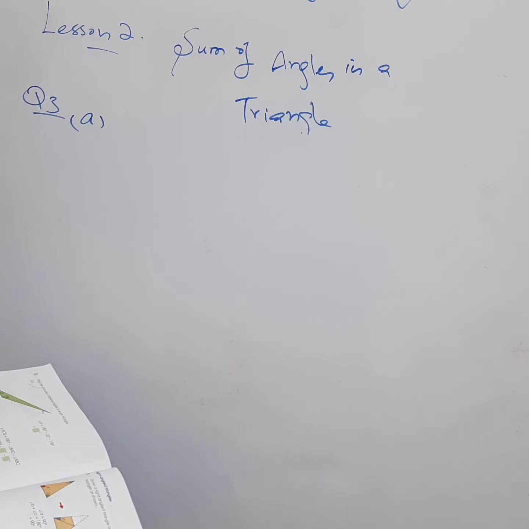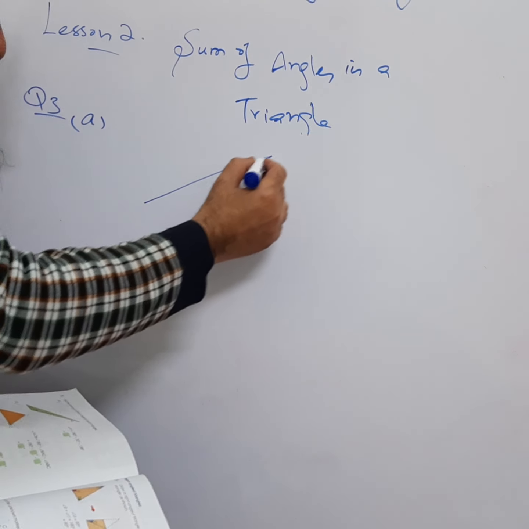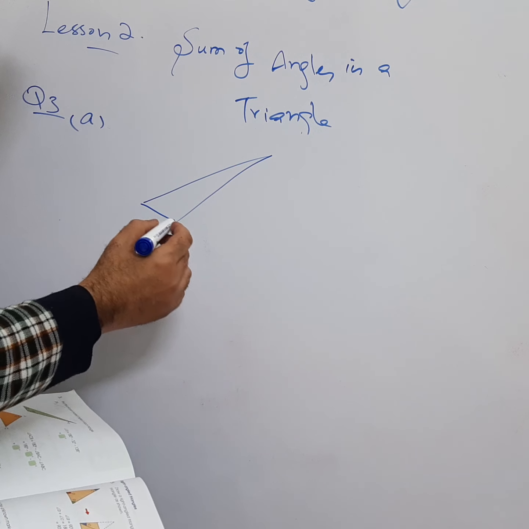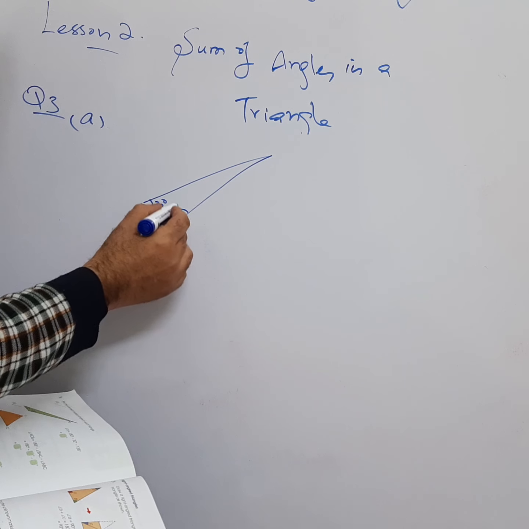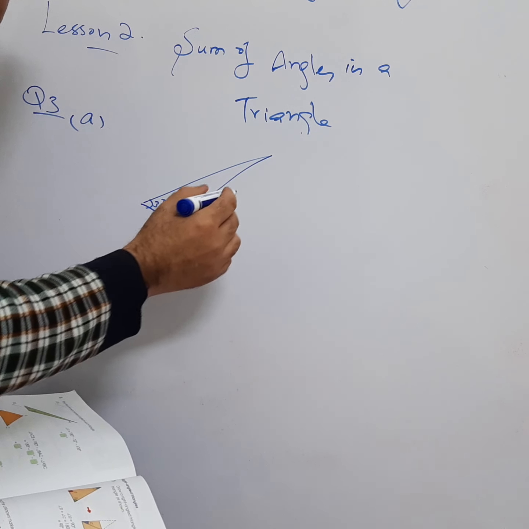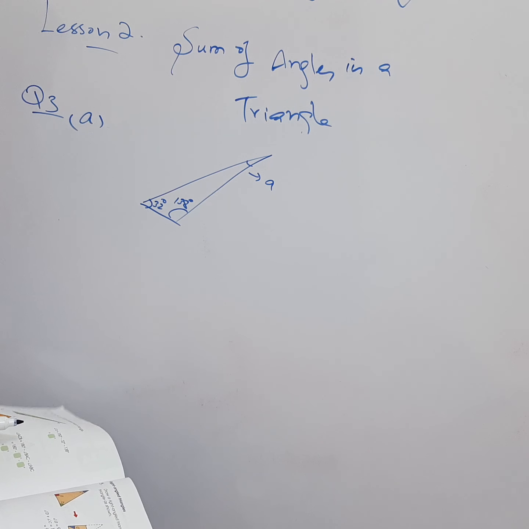We will be doing question number 3, part A. Find the unknown marked angles in each triangle. There is one triangle like this. This is 32 degrees. This one is 138 degrees. And this is A. So we need to find the value of angle A.